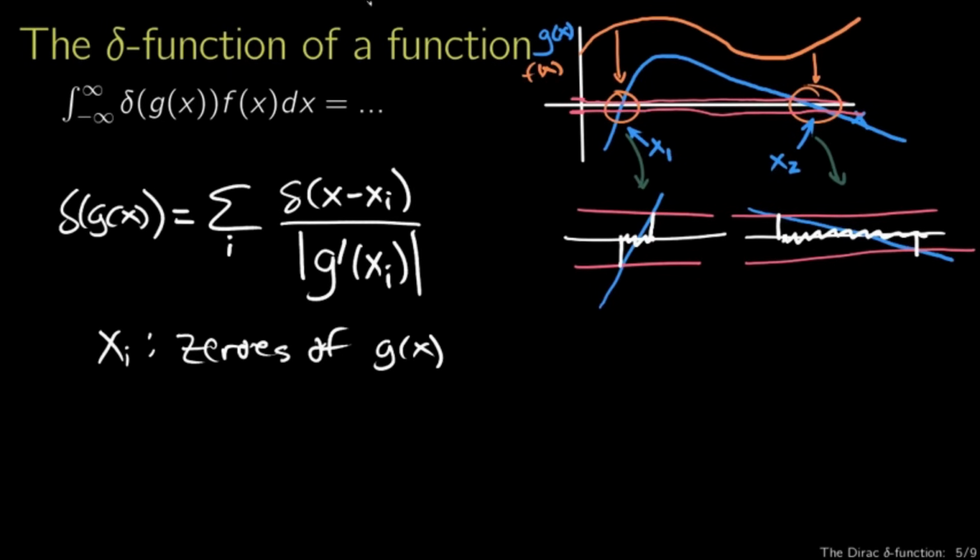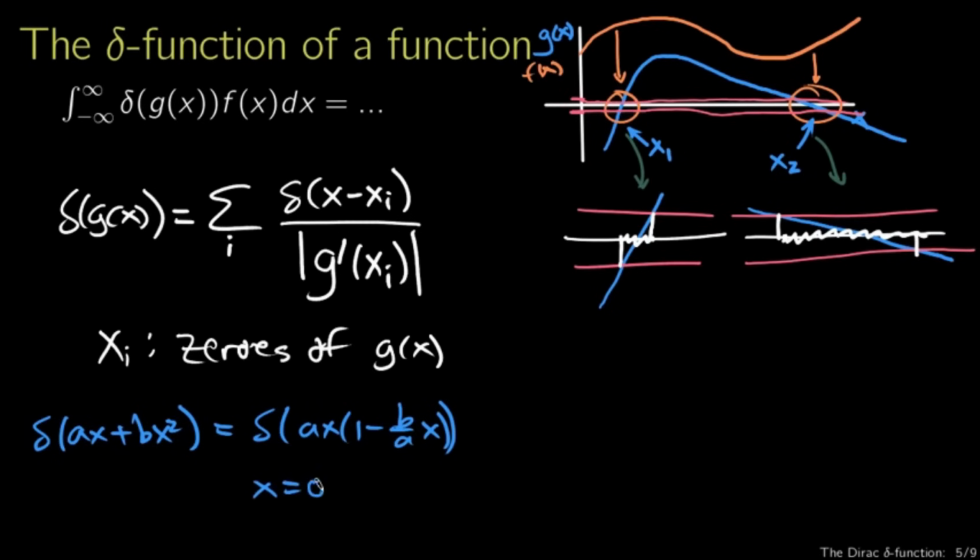To give you an example of how this works, consider delta of ax plus bx squared. I can simplify that a little bit, writing it as delta of ax times 1 minus b over a x, to factor things out. Factoring this makes it very clear that this is going to have zeros at x equals 0 and x equals a over b. If those are our zeros, let's call this x1 and this x2, that I can use in this formula.